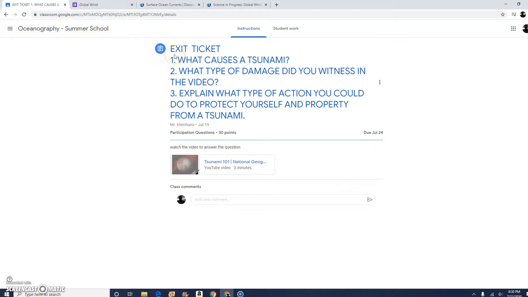Okay, so this will be the exit ticket. So you should know what causes a tsunami, what type of damage did you witness in the video, just a short explanation, and what type of action could you do to protect yourself and property from a tsunami. The main reason is protect yourself. What would you do if a tsunami warning system was alerted, and you know a tsunami is coming, you live near the ocean, what are you going to do?